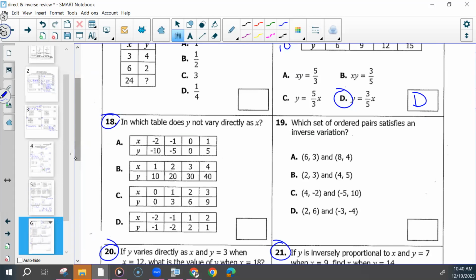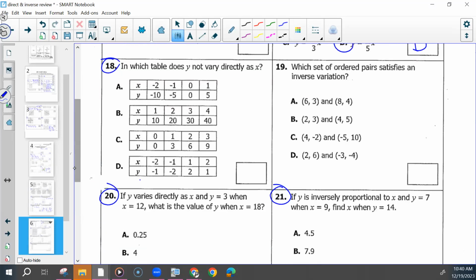For 18, which table does not vary directly as x? So if we start to find the k value, if they're the same for all of them, not that one. Which one do we think might be? So let's try. If I'm dividing -1 over -2, what would that give me? 1/2. -2 divided by -1. 2. Already this is not the same, so it would, if I tried it for these, those would all be the same with all of the points.